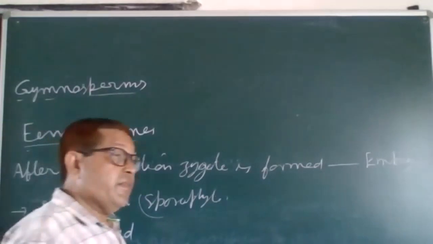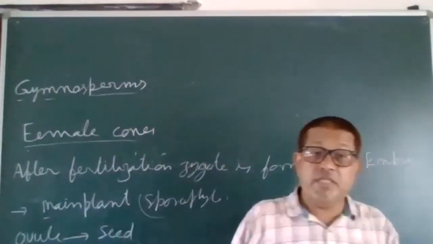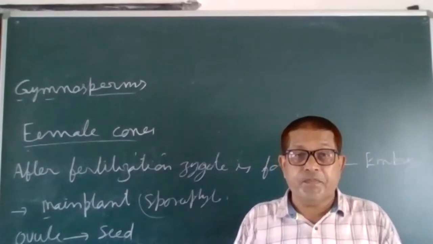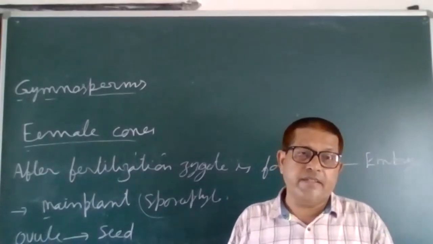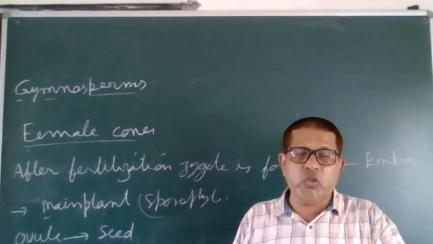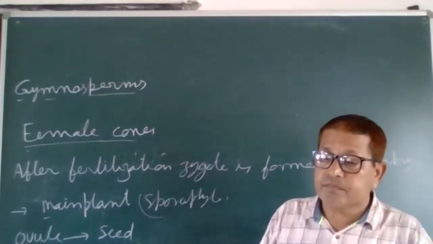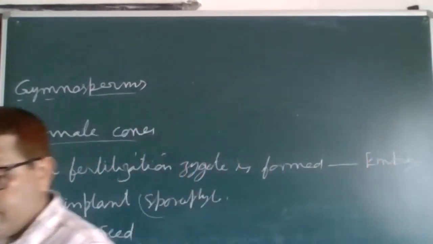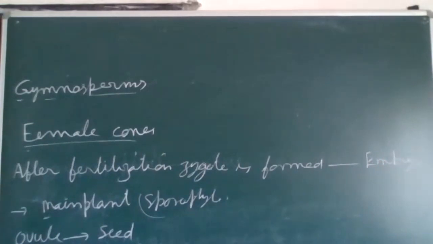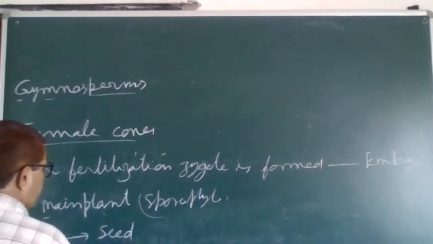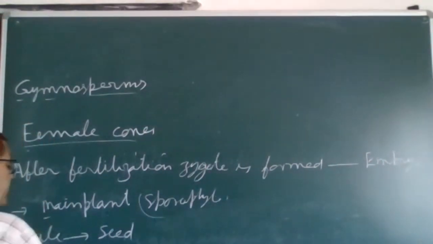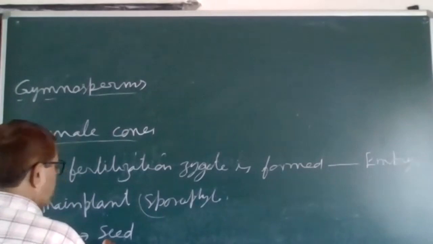So here you see that the seed is naked. It is not enclosed within the fruit. So the ovule develops into the seed, and the zygote ultimately develops into the embryo.